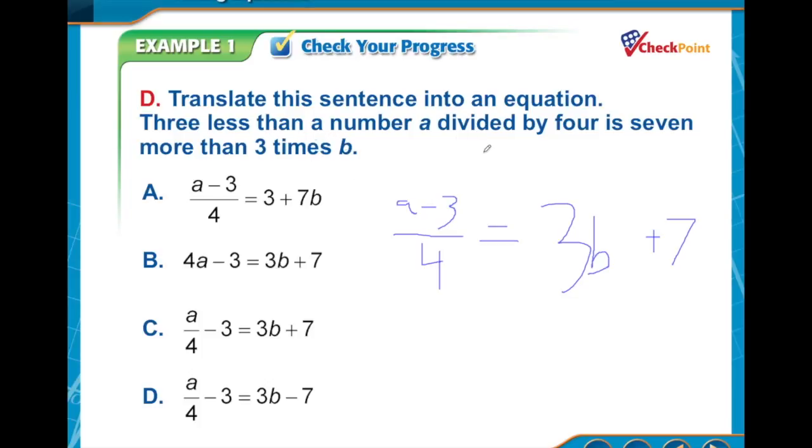Notice that when it said divided by, I divided by everything that came before it. 3 less than a number A is all divided by 4. So what looks like this whole thing here? Well, B has no fraction, so that's wrong. C does not include the 3 in the divisor, so we know that's out. D does not include 3 in the divisor. Only A has the correct setup. So this is our solution for letter choice, or example 1D today.